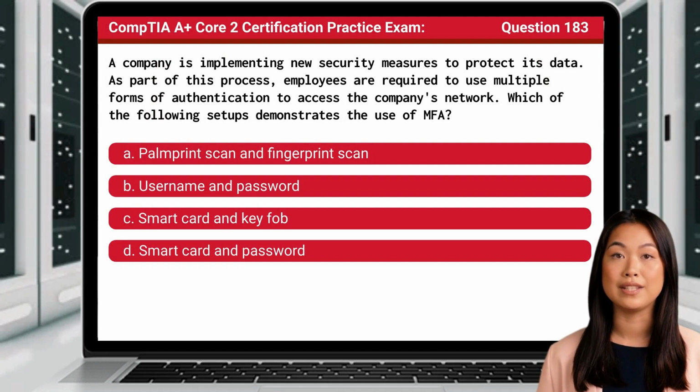Question 183. A company is implementing new security measures to protect its data. As part of this process, employees are required to use multiple forms of authentication to access the company's network. Which of the following setups demonstrates the use of MFA?